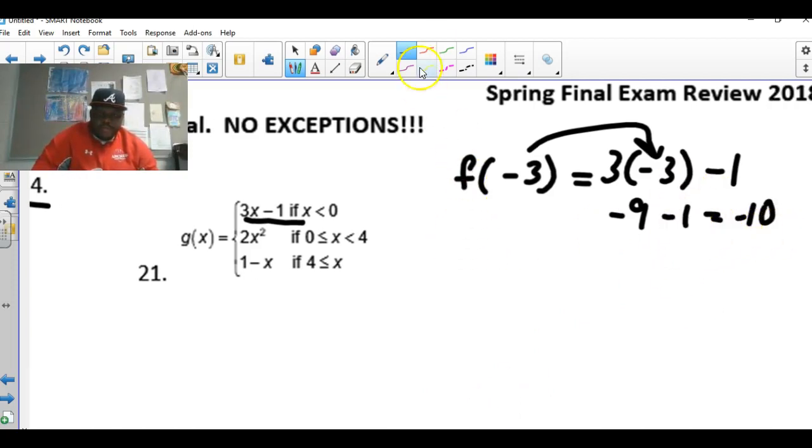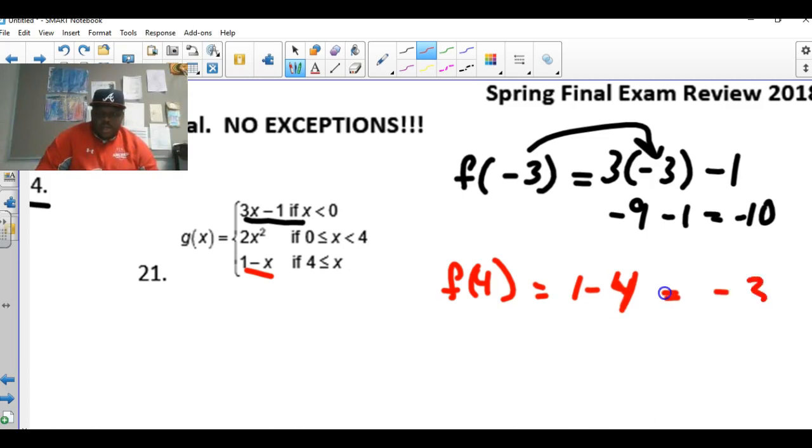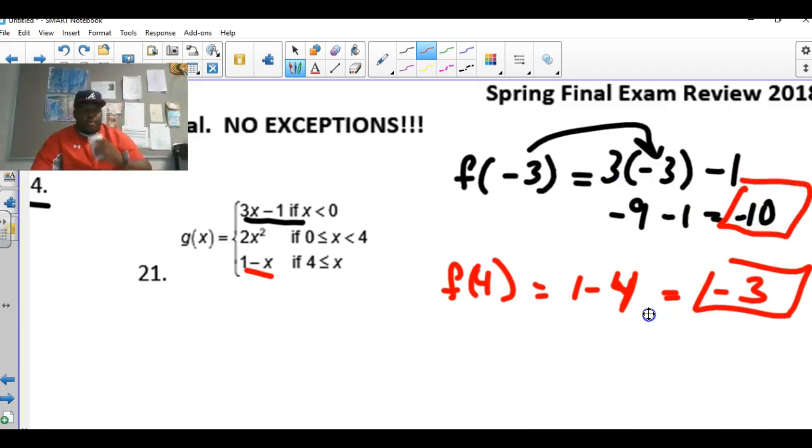All right. For the next one here, f of 4. As you can see, 4 goes right here. 4 is greater than or equal to 4. It is, so it would go right here into this expression. So we get 1 minus 4, and 1 minus 4 is -3. All right, so these are my two answers. This is f of -3, this is f of 4, okay?